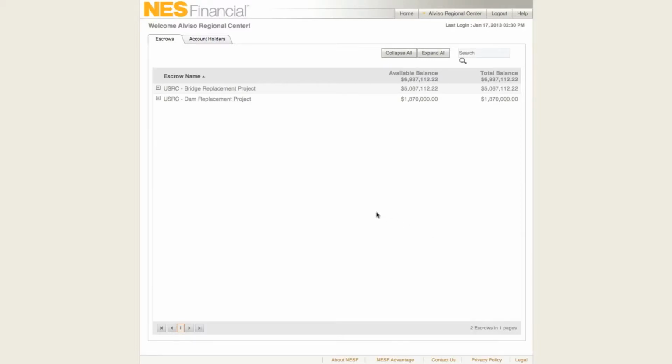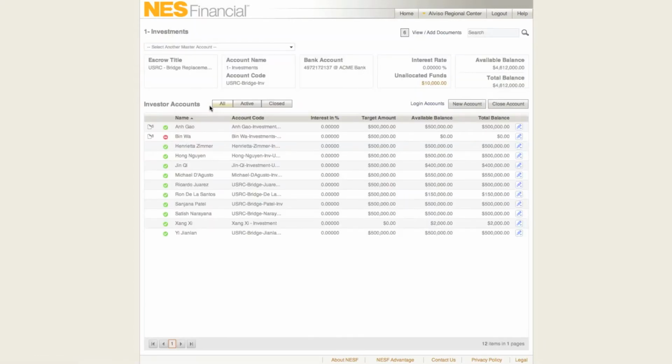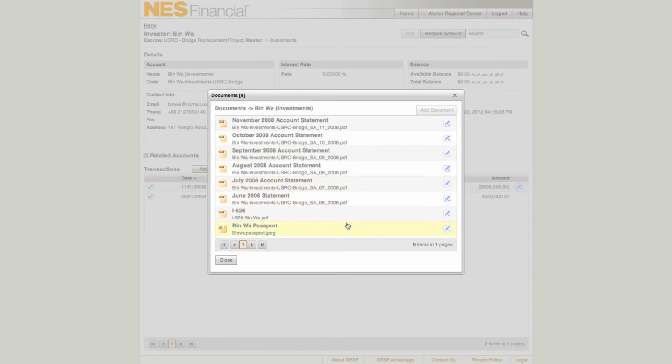Today we're going to go through the bridge replacement project and follow the funds flow for Mr. Benoit. Let's go ahead and take a look at investments. Here we'll see Benoit's account where his money will gather during the initial phase until his I-526 is approved. Within this account we have documents, which will store his passport, his I-526 approvals, as well as any account statements that are generated for his account so he can keep track of his funds.